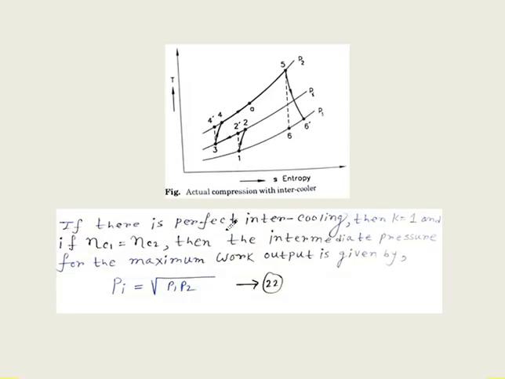If there is perfect intercooling, then K equal to 1 and eta C1 equal to eta C2, then the intermediate pressure for maximum work output is given by root over of P1 into P2. This is equation number 22.